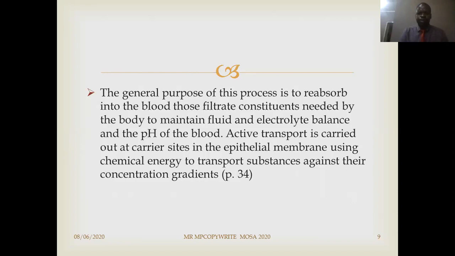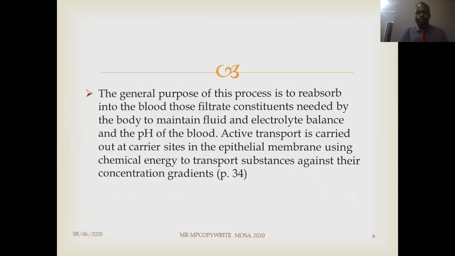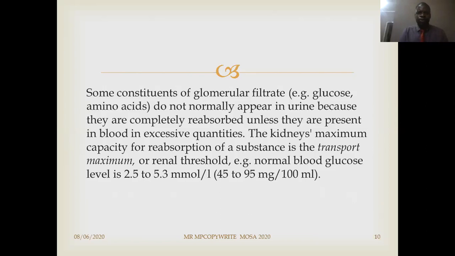Active transport is carried out at carrier sites in the epithelial membrane using chemical energy to transport substances against their concentration gradient. So we are saying the reabsorption process is achieved through active transport. Some constituents of glomerular filtrate, e.g. glucose and amino acids, do not normally appear in urine because they are completely reabsorbed unless they are present in blood in excessive quantities.